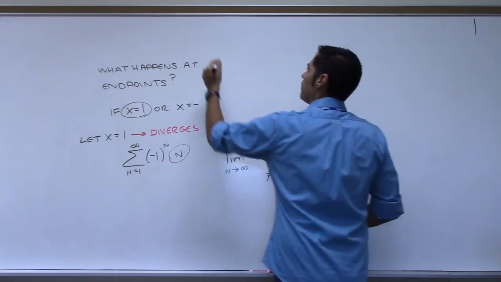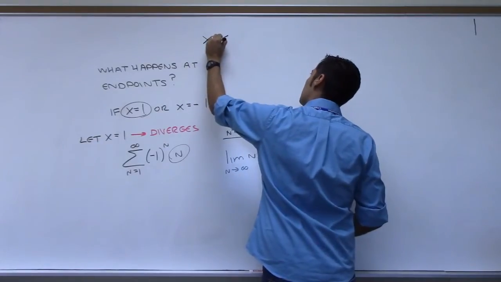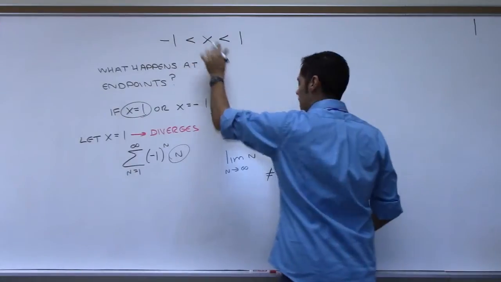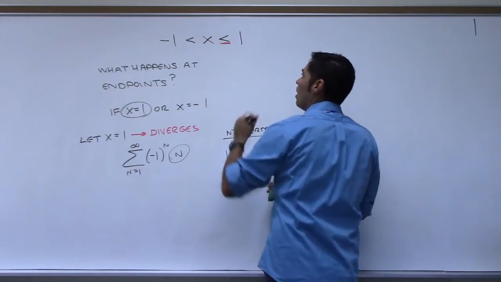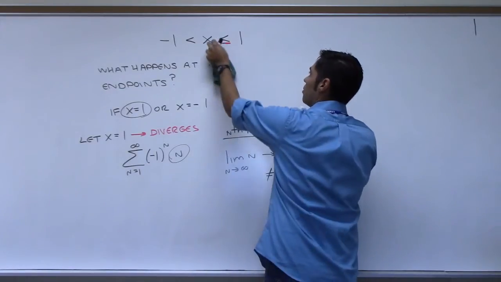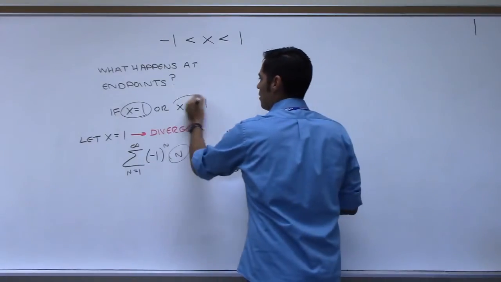Right now, I know that x has to be strictly less than 1, greater than negative 1. I already knew that coming in. I was checking to see right now if I could include 1 or not. And it turns out that I cannot include 1 or else it will diverge. So I don't want that. That's what I know so far. But now I need to check this one.